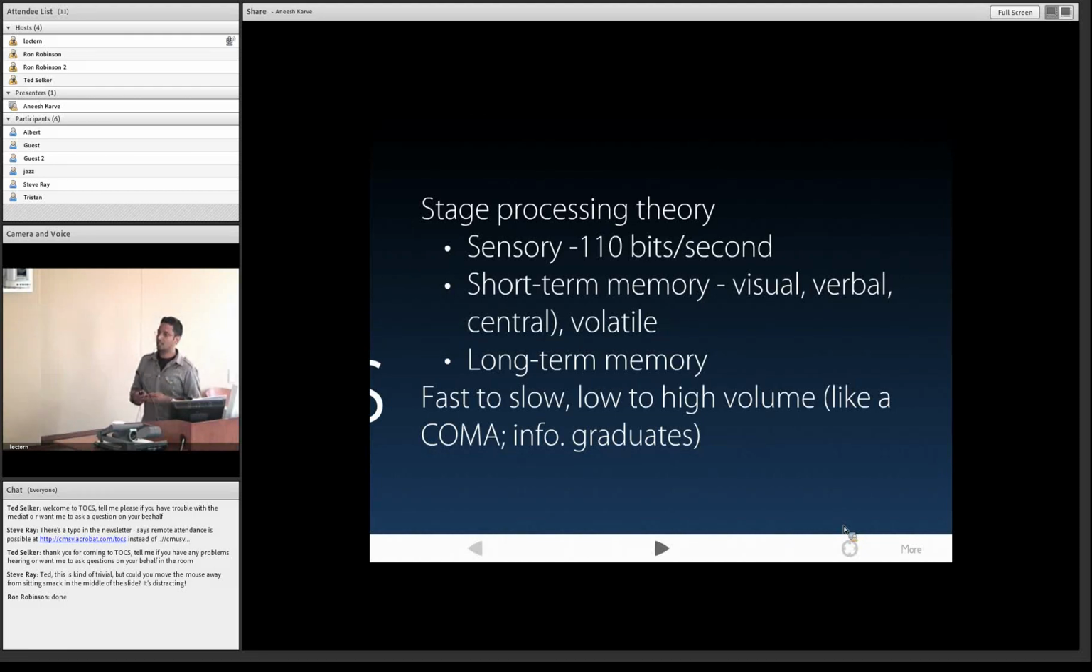The sensory input channel is extremely volatile. It can take in about 110 bits per second. And if information on the channel is not attended to immediately, it doesn't graduate to the other channels. The important thing about short-term memory is that we have visual and verbal working memories, which can hold very volatile nexuses of meaning that have about 5 to 7 chunks of information in them. And finally, there's long-term memory.